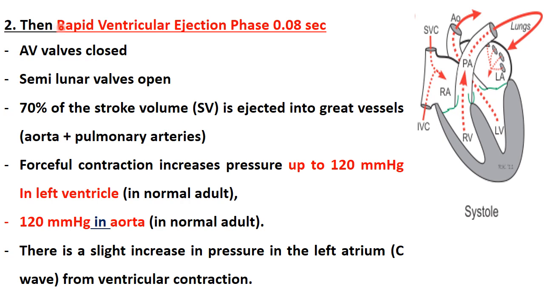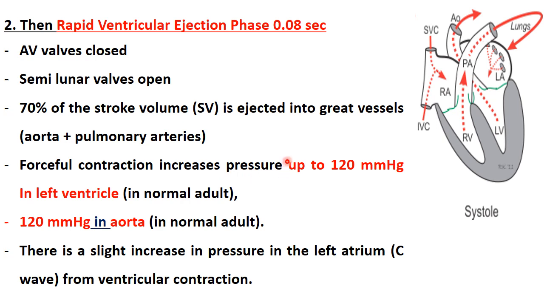Coming to the second part of the ventricular systole, the rapid ventricular ejection phase, the timing is 0.08 seconds. The AV valves are closed, the semilunar valves open up as the aortic pressure has reached 80 and the pressure in the closed ventricle reached 80 and a little above. The semilunar valves opened due to the force of the ventricular contraction pushing the blood into the great vessels. 70% of the blood that was to be ejected into the great vessels, that is into the pulmonary artery from the right ventricle and into the aorta from the left ventricle, is now ejected in this phase, that is 0.08 seconds.